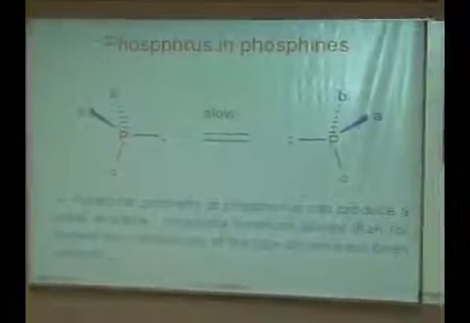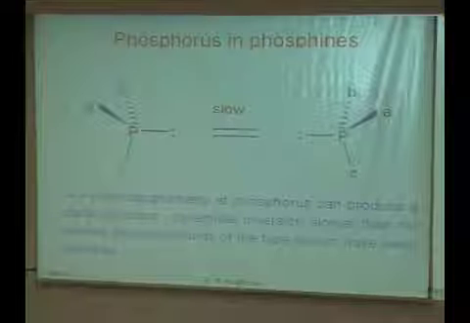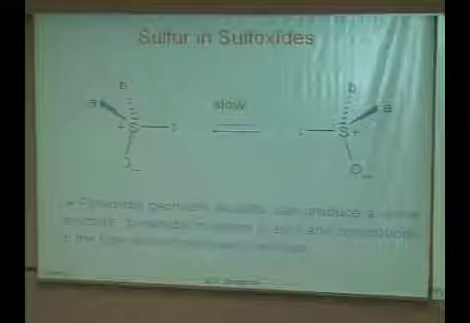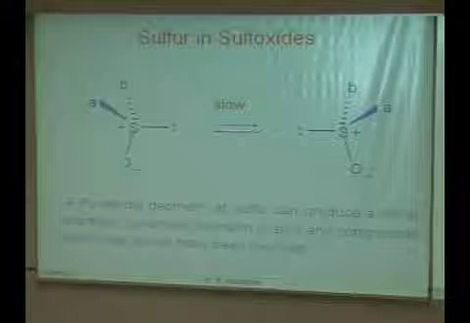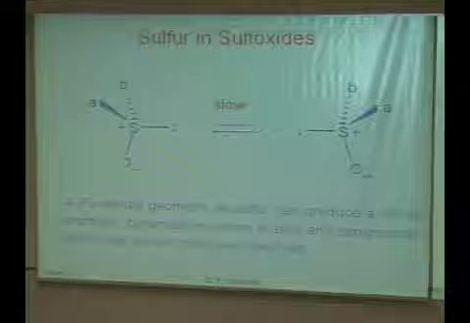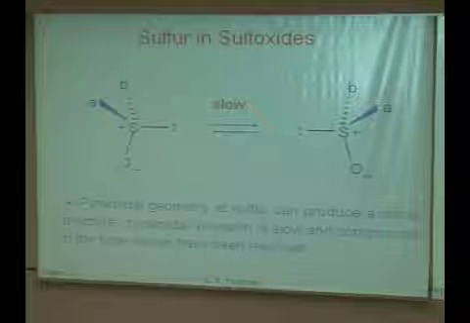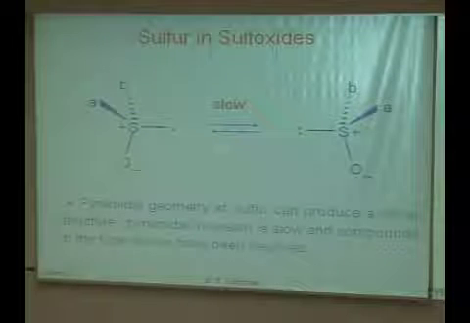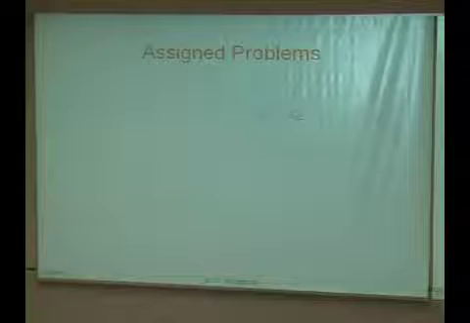For phosphines, the phosphorus in phosphine, this equilibrium is very slow. And in fact, chiral phosphines have been isolated. The last example of chiral compounds involves sulfoxides. The sulfur in sulfoxides, you have this equilibrium be very slow, and chiral sulfoxides have been isolated. They have been resolved. One of them will be rotating in the positive direction, the second one will be rotating in the negative direction.